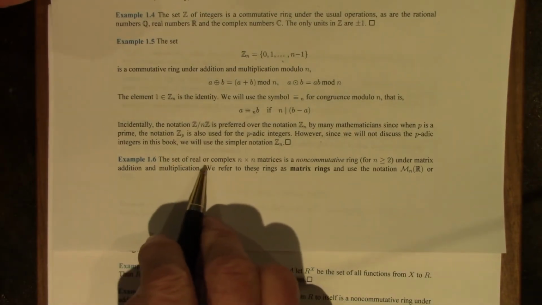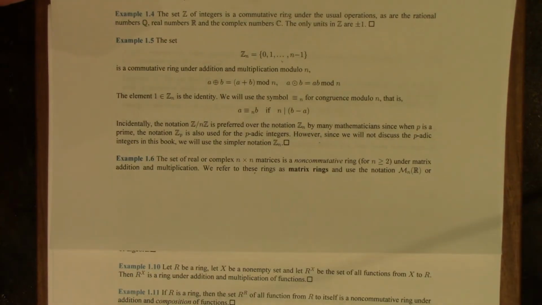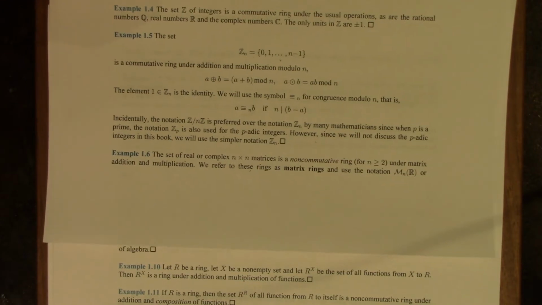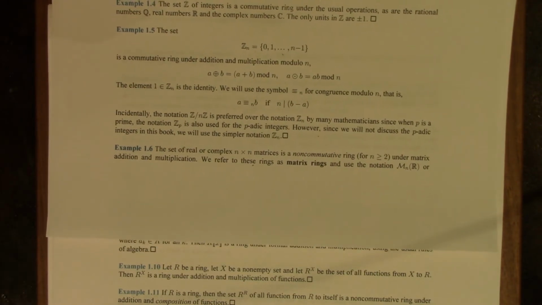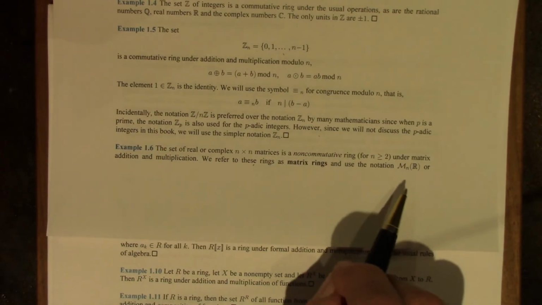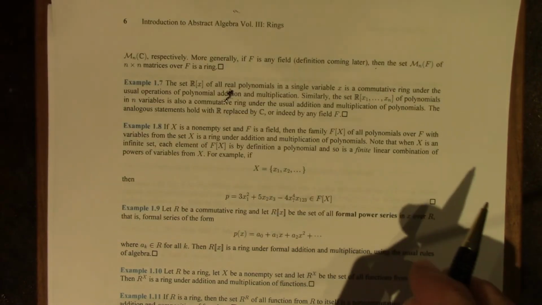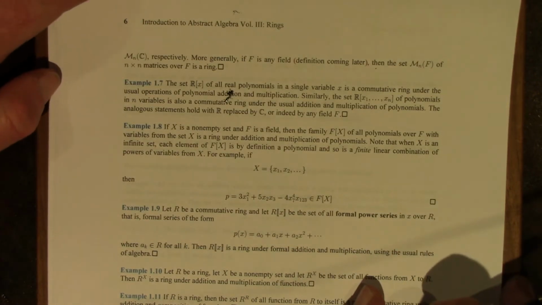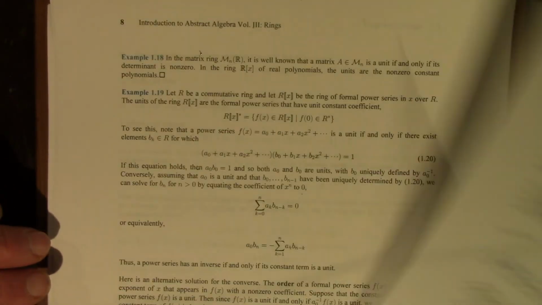The set of real or complex n by n matrices is a non-commutative ring, at least for n bigger than or equal to 2, under matrix addition and multiplication. We'll call these matrix rings. We've discussed them at length in the linear algebra course. And this generalizes to matrices over any field.